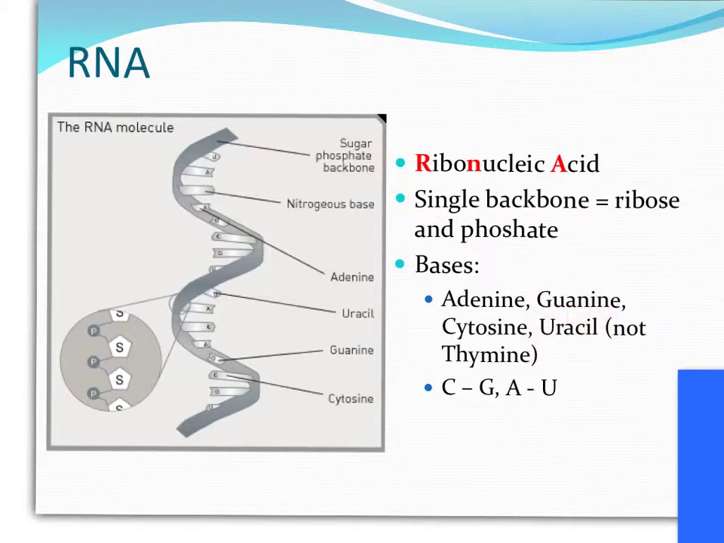So similar to DNA, C still pairs with G, but in this case, an A on DNA is going to pair with a U on RNA. So anytime there's an A on DNA, it's going to pair with a U. And you see over here you've got U's instead of T's.